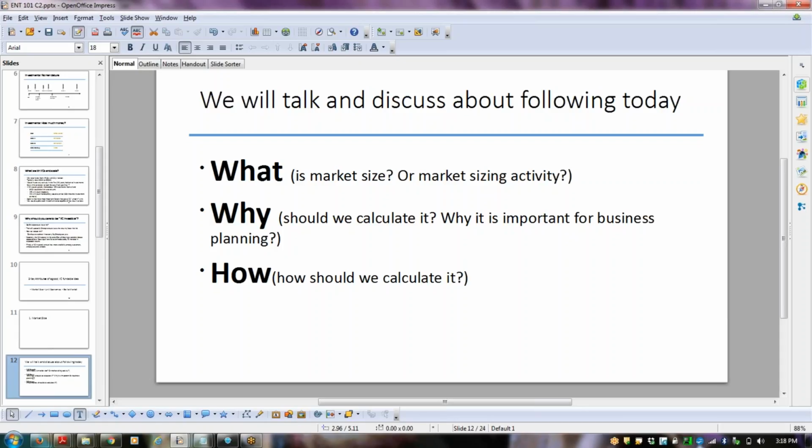So how should we calculate it? That is the most important thing that we will see in the subsequent slides, how exactly we will be calculating the market size. So we understood what market size is and why we should calculate it, and now we will be going into the detail of what the techniques of calculating market size are.